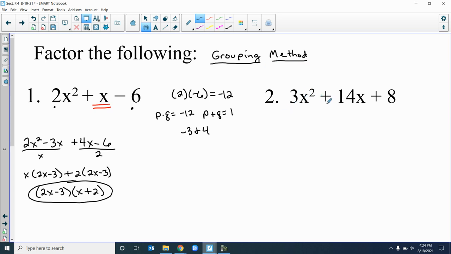Grouping method again. You're going to take 3 times 8, which is 24. What multiplies to equal 24 and at the same time adds to get 14? Well, they both have to be positive. I said 14 and I wrote 12. They both have to be positive. Your two numbers are going to be 12 and 2.